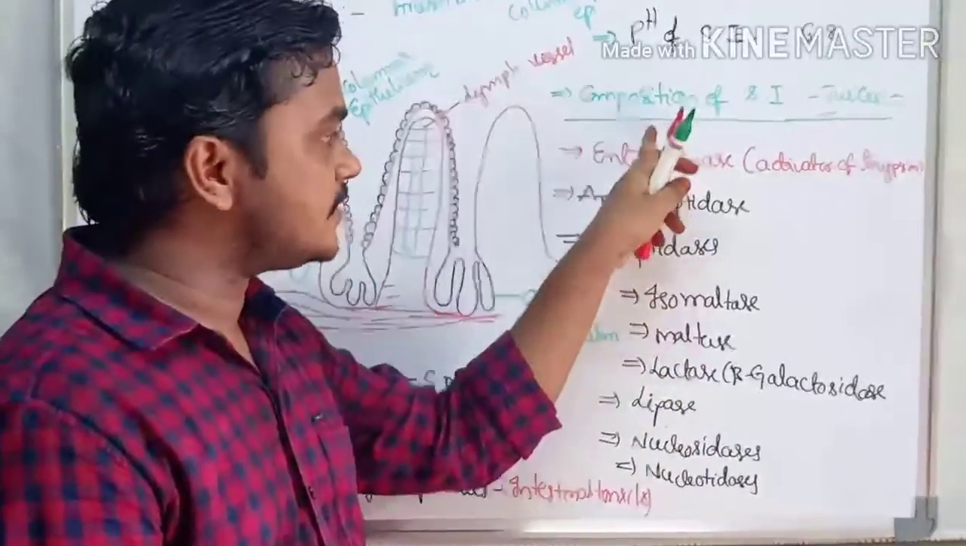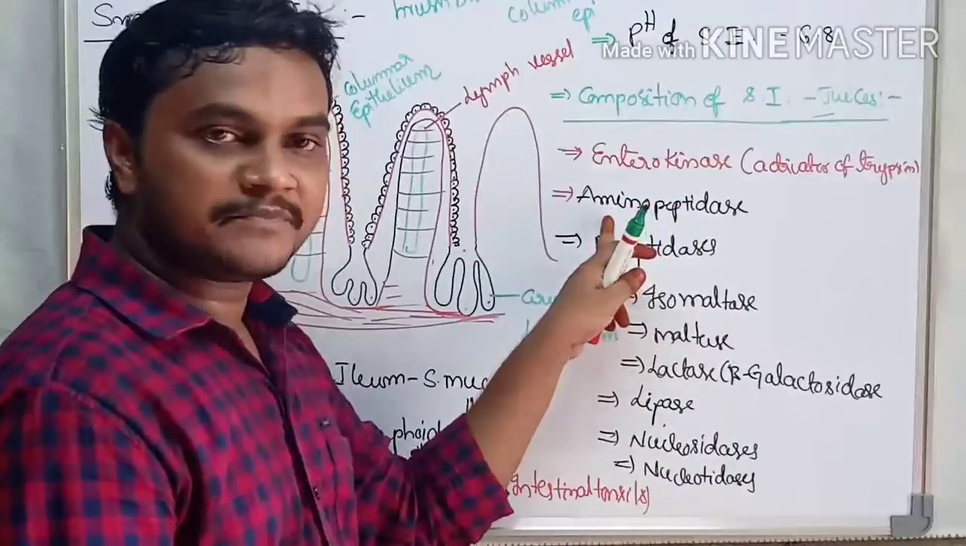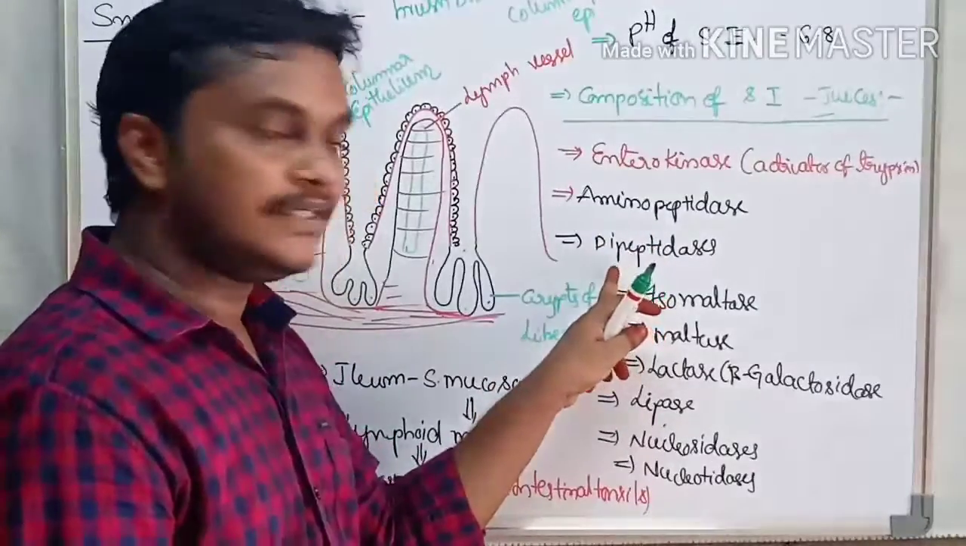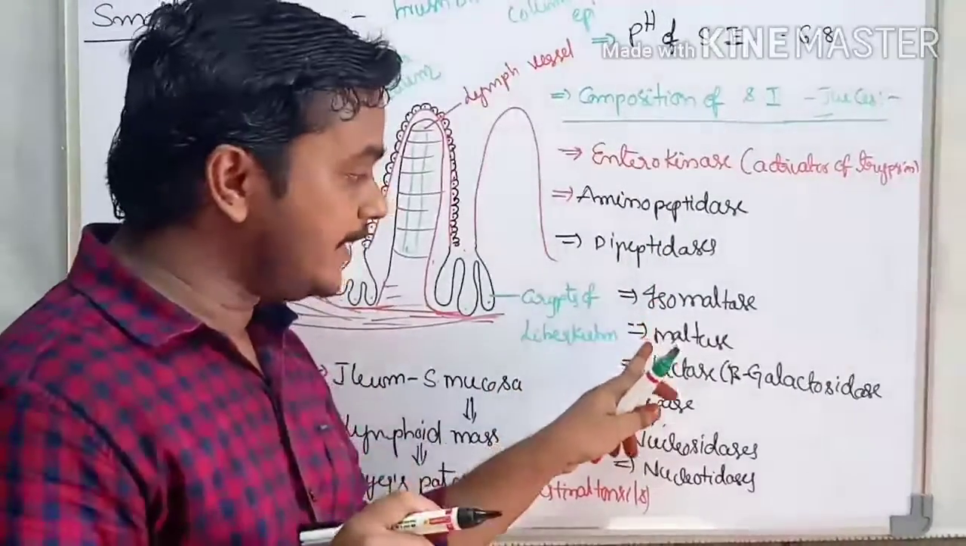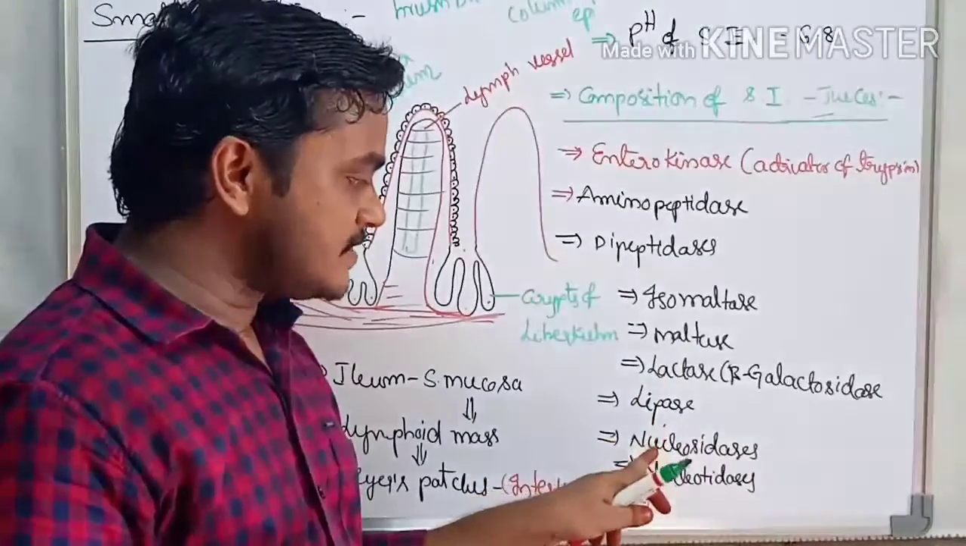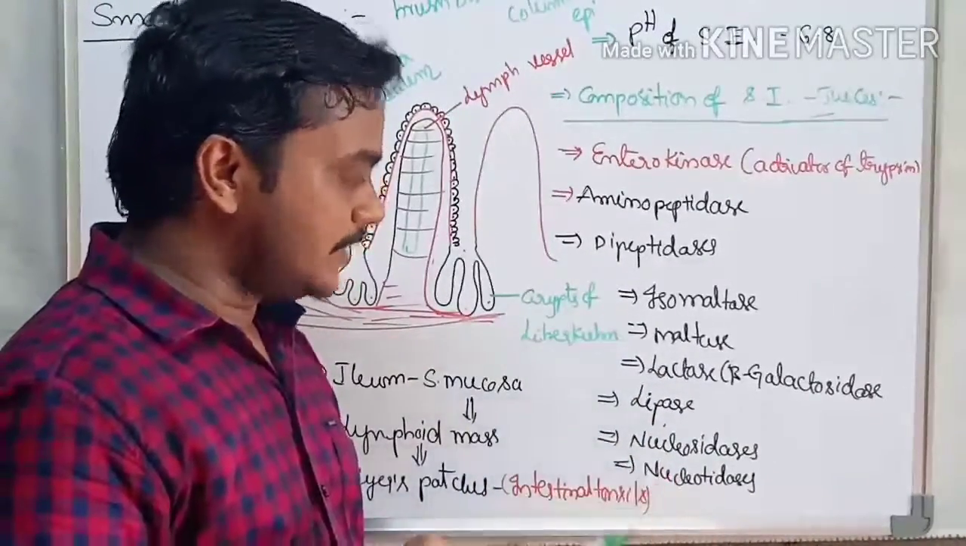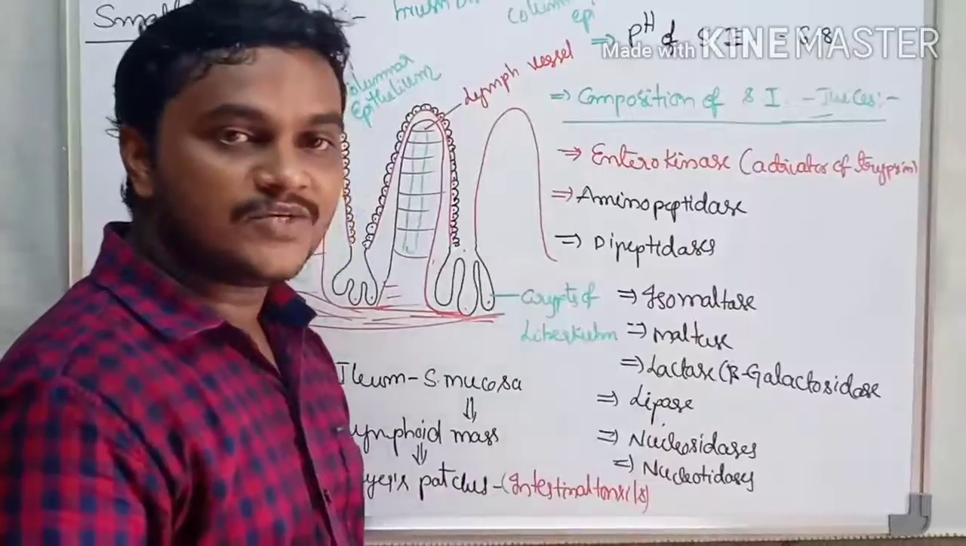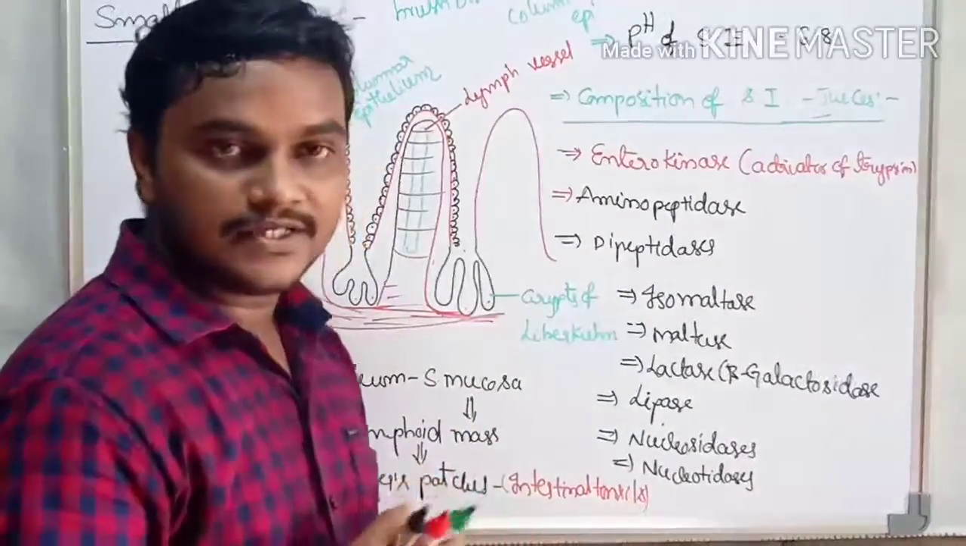Small intestinal juice consists of enterokinase, aminopeptidase, dipeptidase, isomaltase, maltase, lactase, lipase, nucleosidase and nucleotidases. So these are the enzymes present in small intestinal juice.